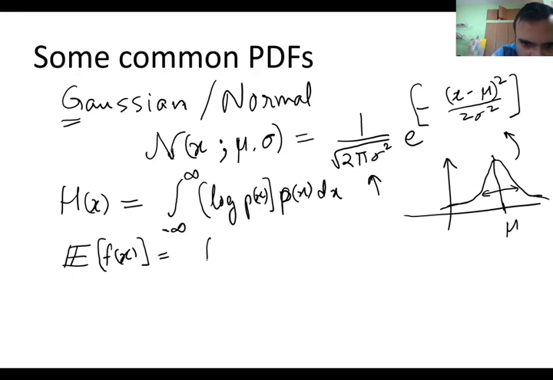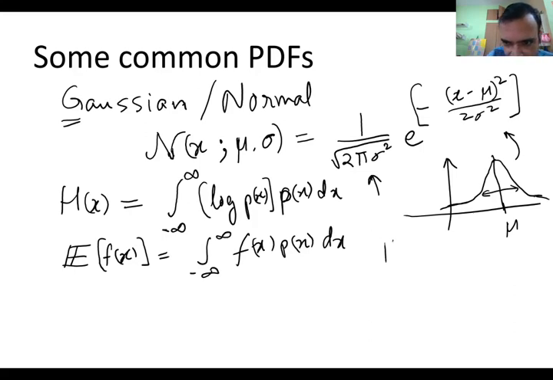In general, expected value of any function of x is going to be integration of minus infinity to infinity f of x p x, p x is the density function, dx, and expected value of x itself, okay, is going to be integration of x p x dx.